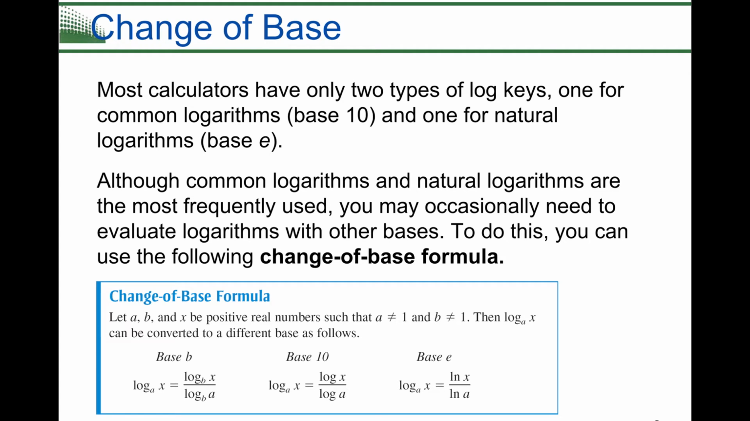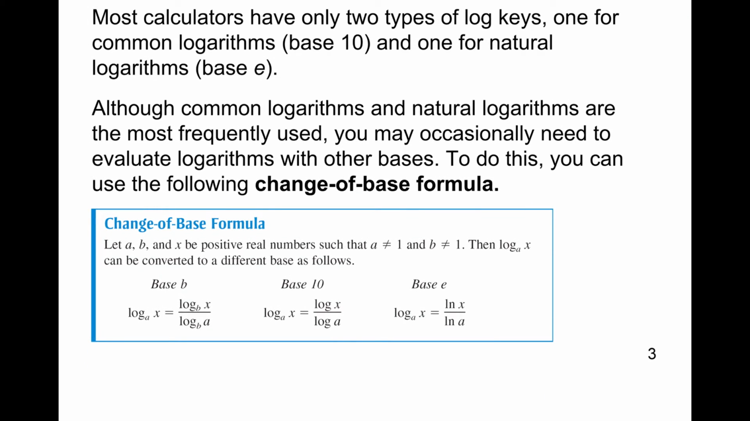Here's what the change of base formula shows, and you'll want to write this down. Let a, b, x be positive real numbers, a doesn't equal 1, b doesn't equal 1, and log base a can be converted to different bases. So here's how you set it up. You look at what you were given, and you do log of x over log of your base, which is base a, in a base that you know. We call that b.